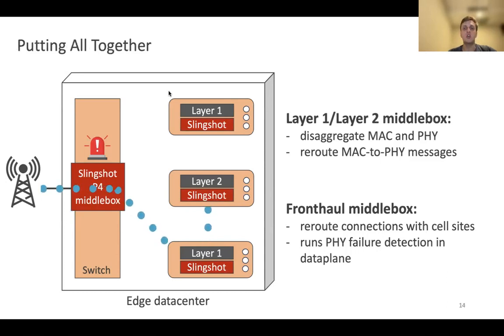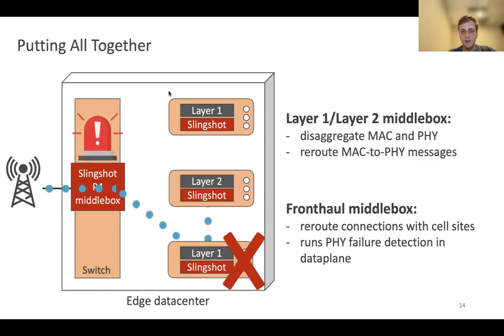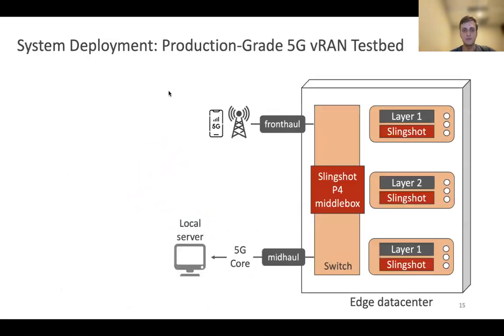This is the complete picture of resilient Phi operation with Slingshot. Currently, the bottom server is executing baseband processing for the MAC running in the middle. When it crashes, the P4 middle box detects the fault immediately and, in combination with the software middle boxes, reroutes all the traffic to the upper backup server, therefore tolerating the failure. Please see our paper for the internal details on those middle boxes.